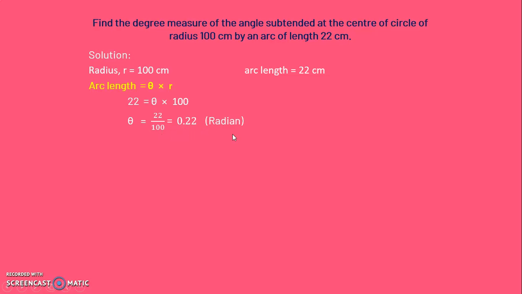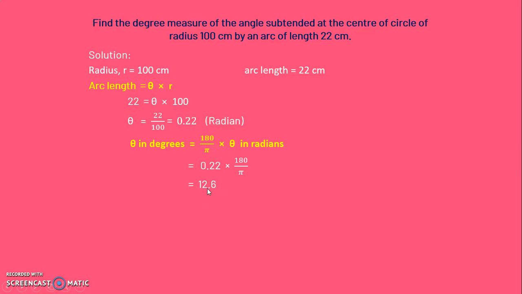So if we want the degree measure of the angle, we have to convert this radian into degree measure. So we already know the formula for converting radian to degree, that is, theta in degrees is equal to 180 by pi into theta in radians, that is 180 by pi into 0.22. So if we substitute 3.14 or 22 by 7 for this pi value, we will get the answer as 12.6. So 12 is the whole number, so we can write this as 12 degrees, and this 0.6 is a fraction, that is 6 by 10.